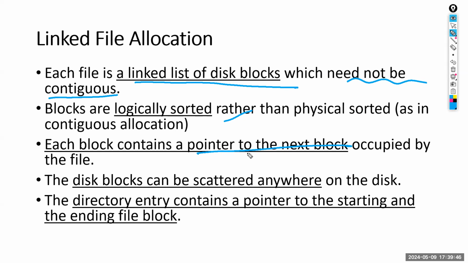And the final block will say something like null, saying that okay, this is the final block. There's no other way to go for this particular file. So this is per file, right? We have a linked list so that we can navigate from one block to the other for a particular file.